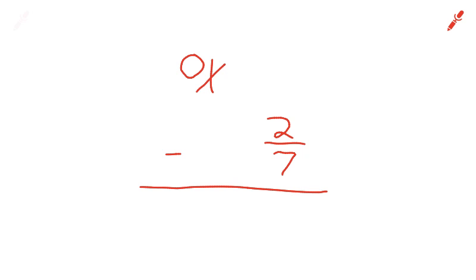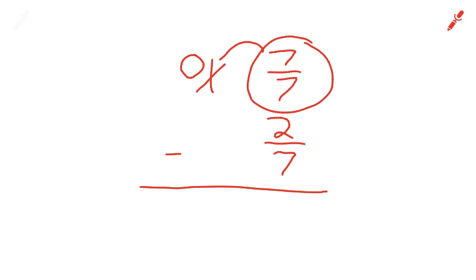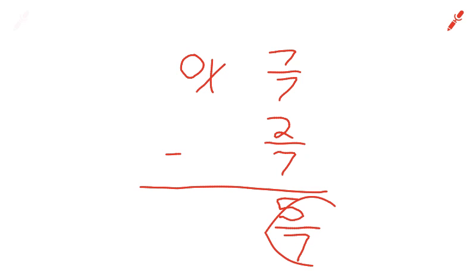3c, we have 1 minus 2/7. We're going to borrow from the 1, so we're left with 0 there. And since this is a 7, we're going to write 7 over 7. And this 7 over 7 took the place of our 1. That's what we borrowed. 7 over 7 minus 2 over 7, that's easy. We have 5 over 7. And that is your answer.